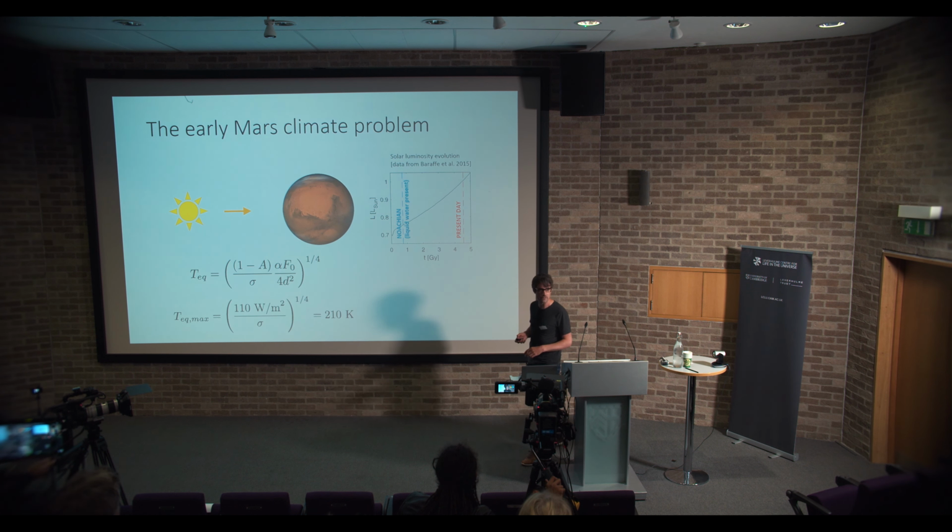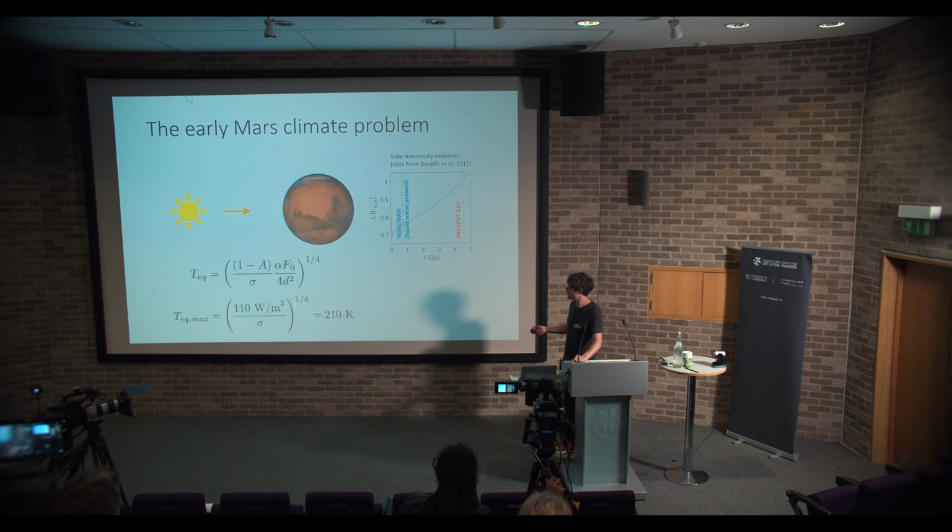If you do a back-of-the-envelope calculation, you get an estimate for Mars's equilibrium temperature of 210 Kelvin, or minus 63 Celsius, something you would associate with Antarctic winter on Earth, very much not conditions to give you liquid water. So there has to have been other warming mechanisms. One of the ones that's been investigated extensively is the greenhouse effect from a thicker early atmosphere.